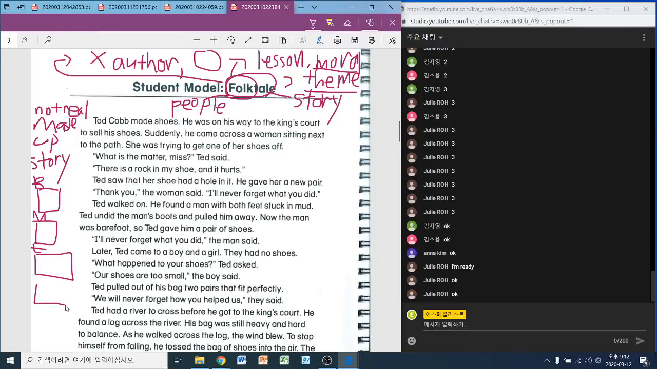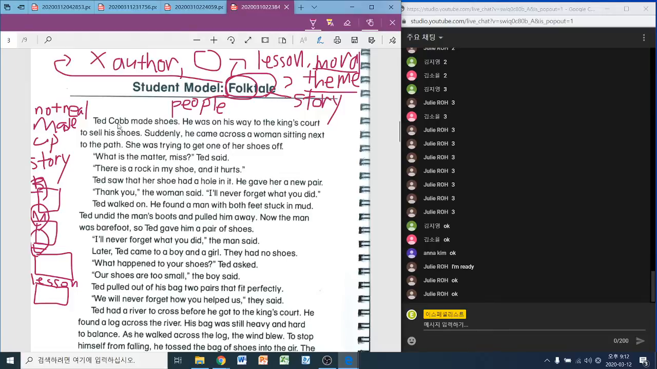And plus, we have a lesson at the end. Beginning, middle, end, plus lesson. So we have 4 parts in the folk tale, okay? Folk tales. So we are going to read and cut the story into beginning, middle, end, and find a lesson here. Okay, are you ready?